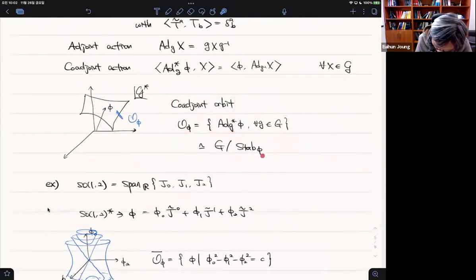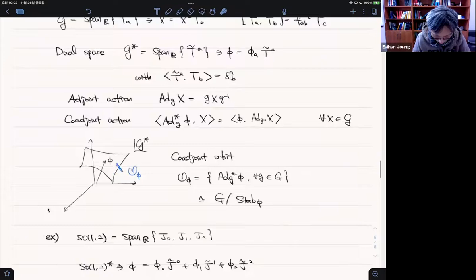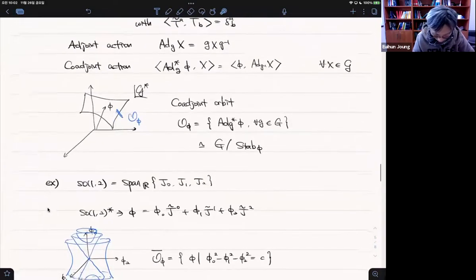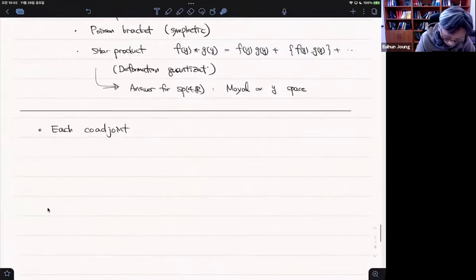So this is what is called the Coadjoint orbit. Essentially, it can also be viewed as isomorphic to G modded by the stabilizer of phi, where phi is a representative element. So that was the definitions, and then we looked at how this Coadjoint orbit, especially what is called the minimal one, is relevant in higher spin algebra. So today we will see other things.